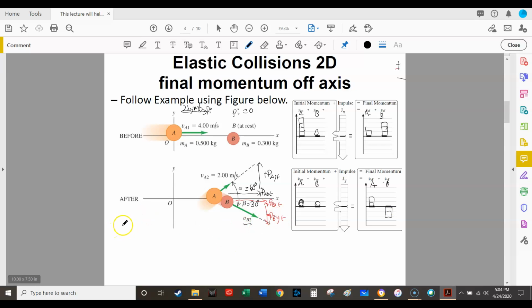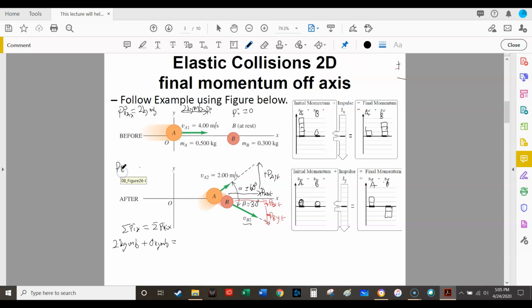Okay? So what we're going to do is we're going to sum the initial momentum in the x direction and set that equal to the final momentum in the x direction. Well, in the x direction, it had a momentum initially of 2 kilogram meters per second due to ball A. Ball B had 0 kilogram meters per second. And that's equal to, in the x direction, ball A has, this is going to be half a kilogram times 2. So let me make some notes over here. So P initial A in the x direction is going to be 2 kilogram meters per second.